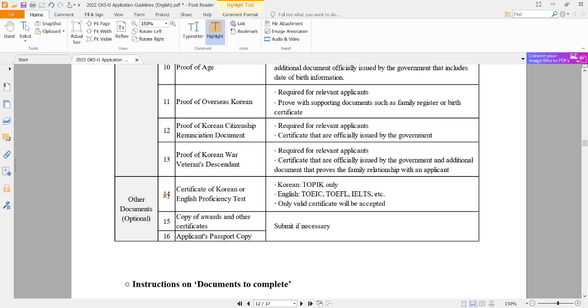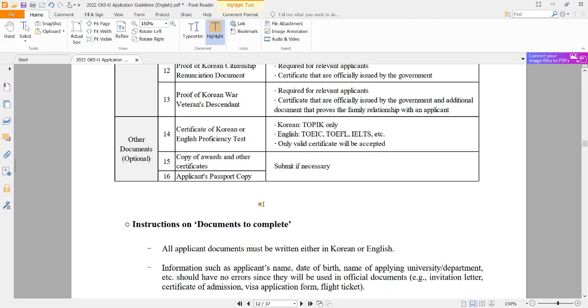Before selecting the certificates, you need to be careful, because many students submit a lot of certificates and ultimately don't get selected in spite of having that number of certificates. So I suggest that you sort out the certificates. If you have a lot of them, decide which ones can be helpful for your application, and then submit photocopies of those certificates. And the 16th is the applicant's passport copy. So these things are all about the documentation.